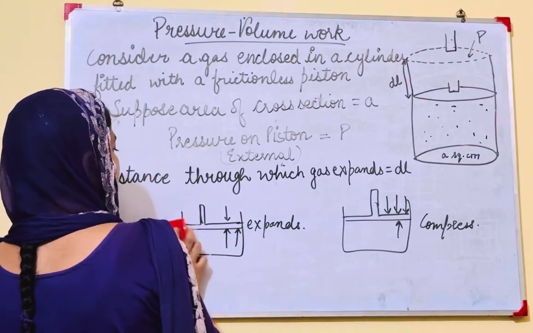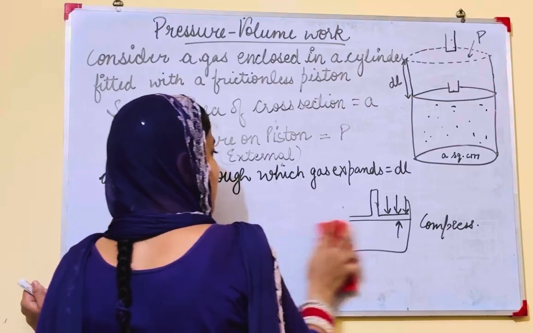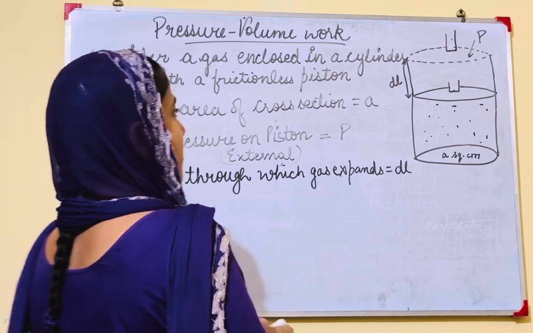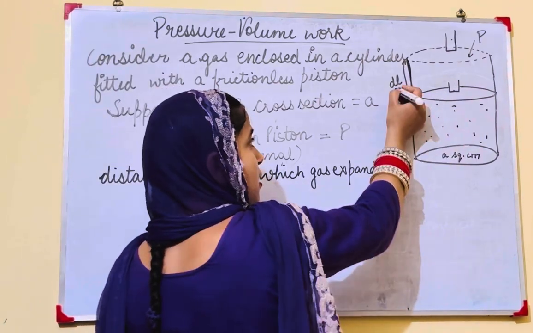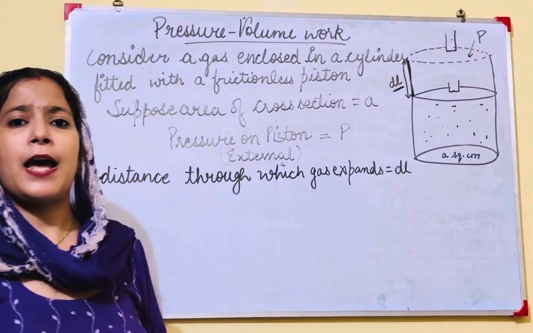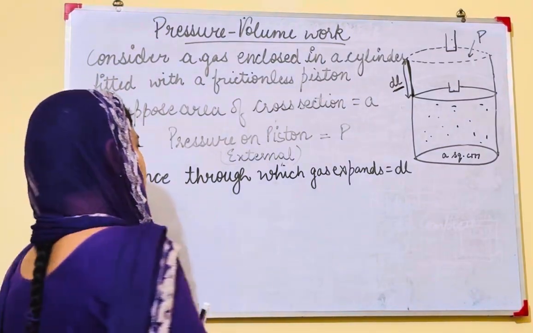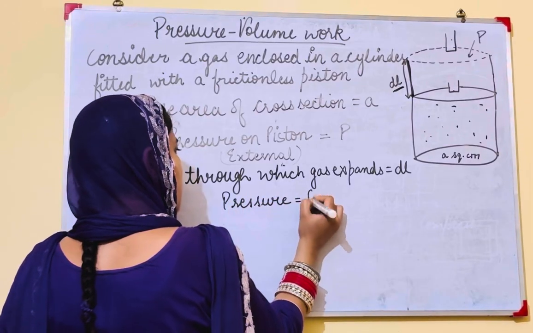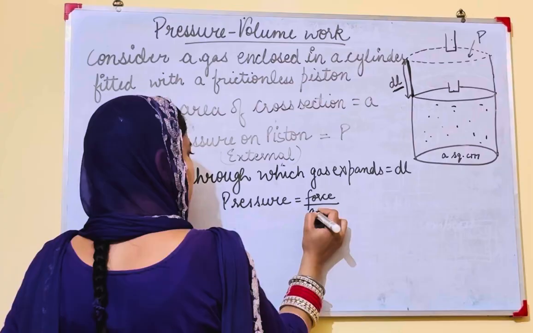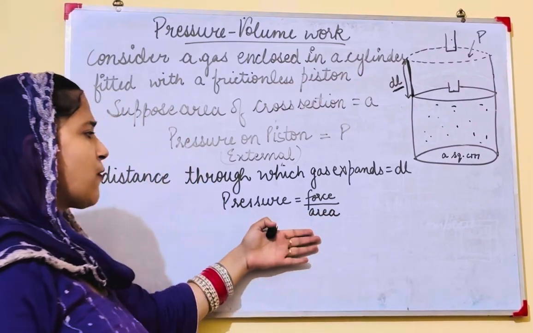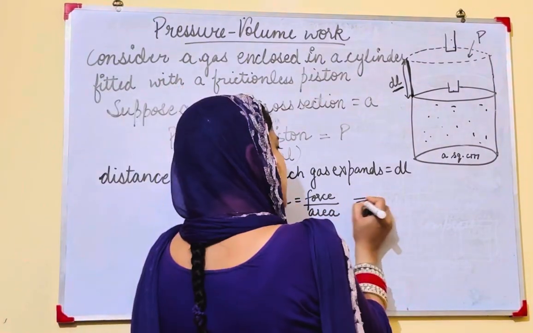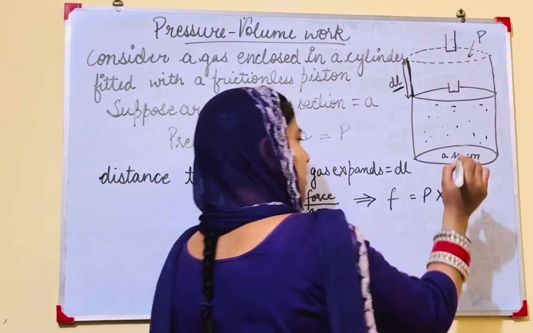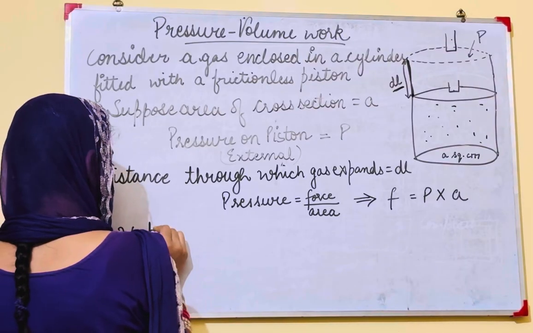The external pressure is less than the internal pressure, so the gas will expand. After expansion, the displacement occurs, which is represented by dl. Now we already know that pressure is equal to force upon area. From this expression, we can rewrite force as pressure multiplied by area.